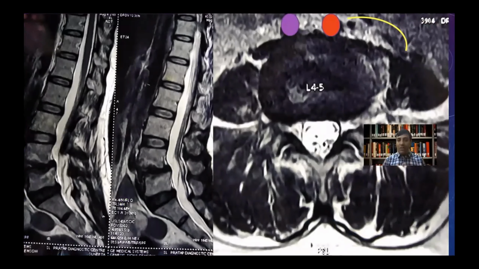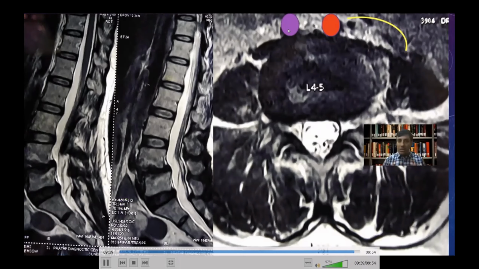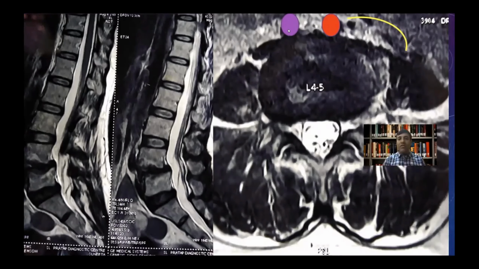So this is all about the anatomy that is related to the OLIF, and in the subsequent lectures you will learn about the procedure, the indications, and the complications associated with it.